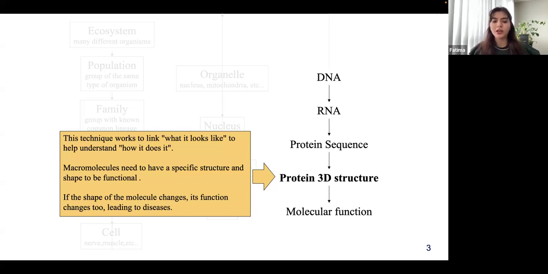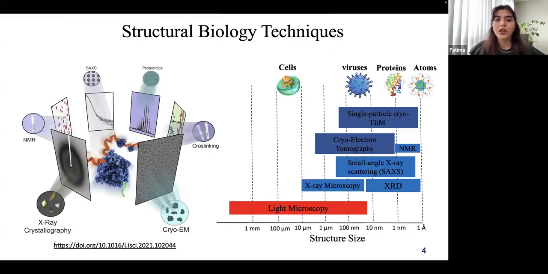Imagine you have a fork and a spoon. If you can see this shape and structure, somehow you can guess what their function is and how you can use them. So macromolecules in our body are the same. They need to be in a specific shape and structure to be functional. If their shape or structure changes, their function changes too, leading to chronic disease. So the first step to study disease is to study the structure of the molecule.